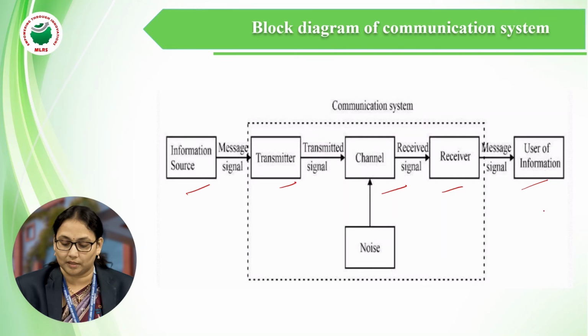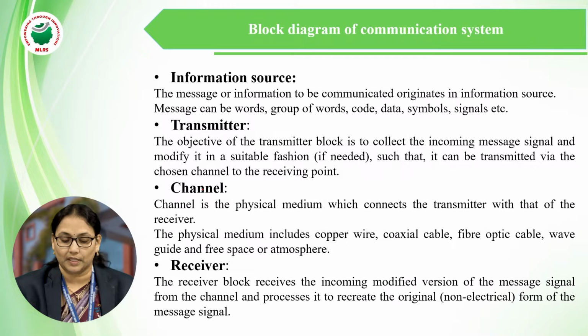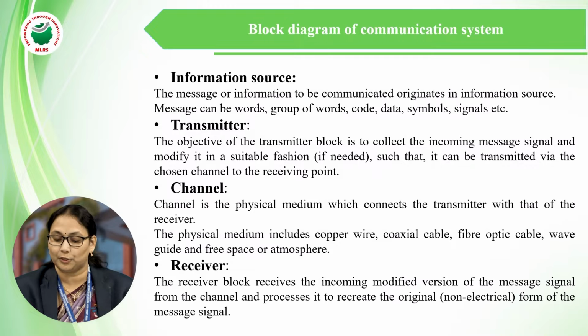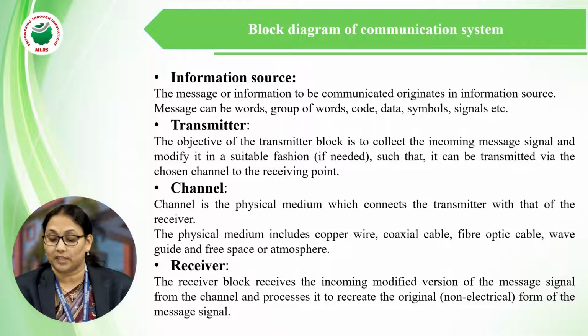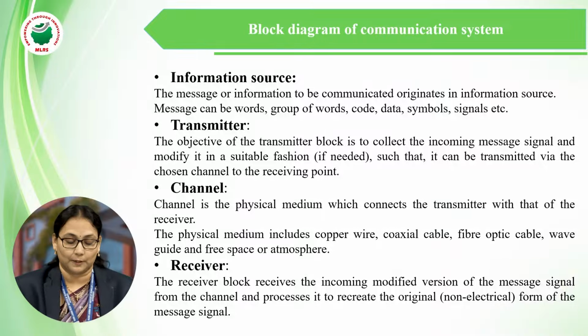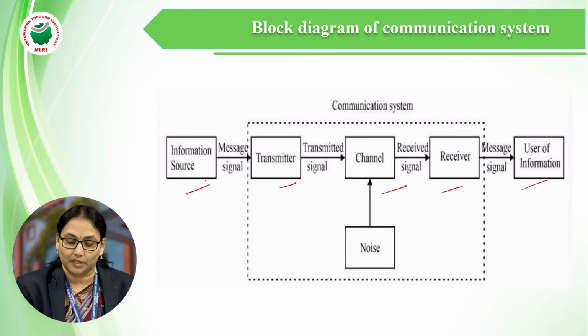Coming to this block diagram, information source means the message or information to be communicated originates in the information source. That message can be words, group of words, code, data, symbols or signals, etc. Here the information, which is in physical form, is transmitted to the transmitter.